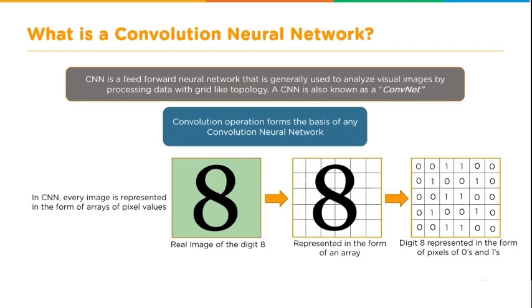That then gets put onto its pixel values, represented in the form of an array. In this case, you have a two-dimensional array. And then you can see in the final end form, we transform the digit 8 into its representational form of pixels of zeros and ones, where the ones represent, in this case, the black part of the 8, and the zeros represent the white background.